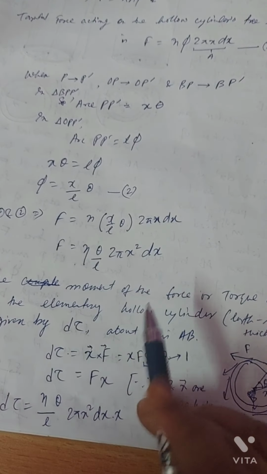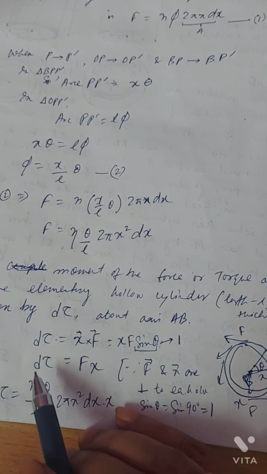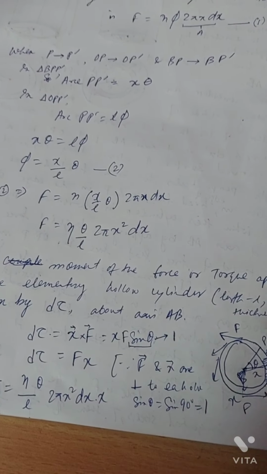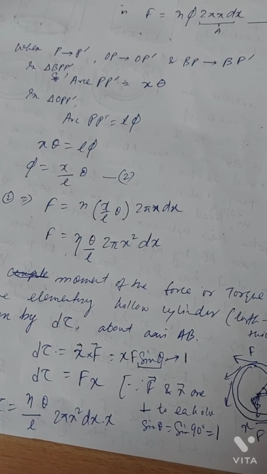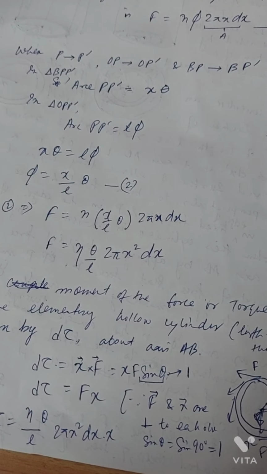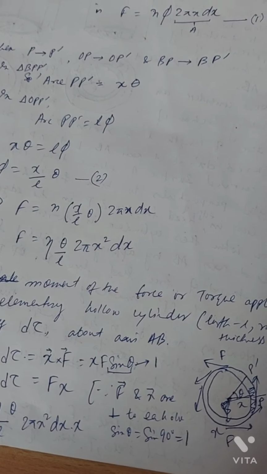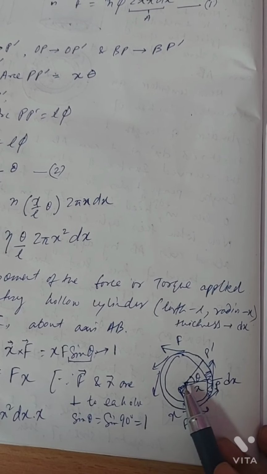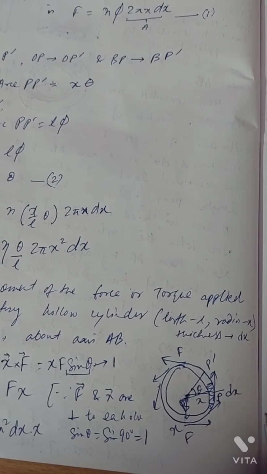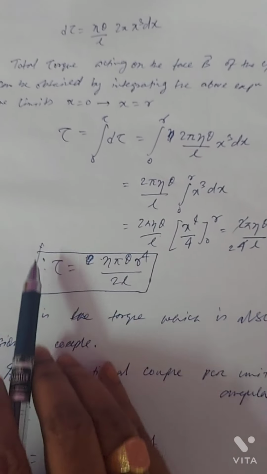Initially, we estimated the torque for the hollow cylinder. The torque was given by this expression. After that, to find the total torque, we integrated the d tau such that the radius of the hollow cylinder changes from 0 to radius r. After integration, we got the total torque.